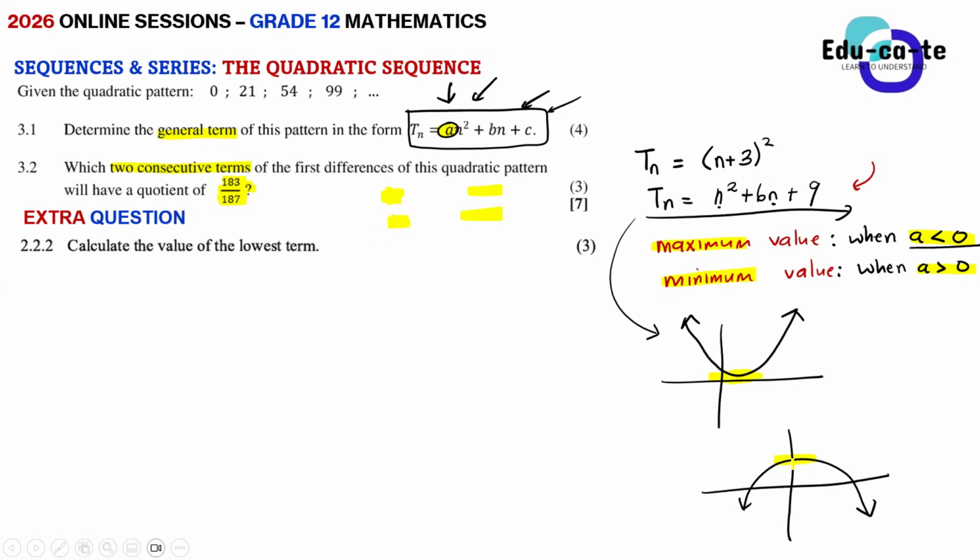Sir, if a equals 0, can you get both the minimum and the maximum? No, it can't. The value of a can never be equal to 0 for a quadratic pattern. Never. Remember, a quadratic pattern says Tn is an squared plus bn plus c. So if you substitute a to be 0, the n squared term is also going to be 0 and it's no longer quadratic. So it can never be 0.